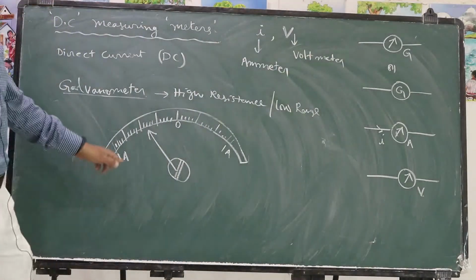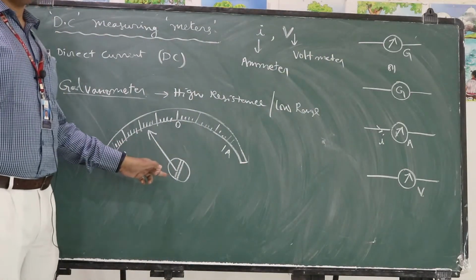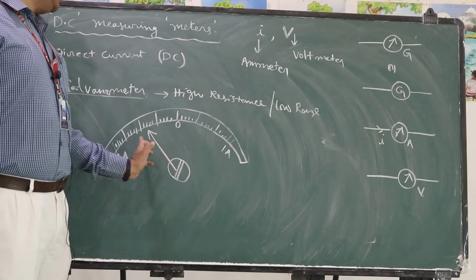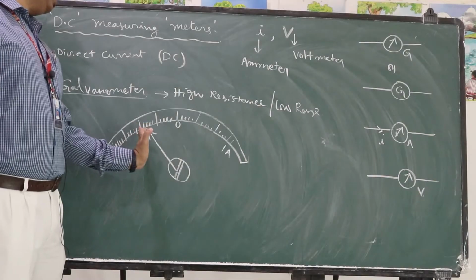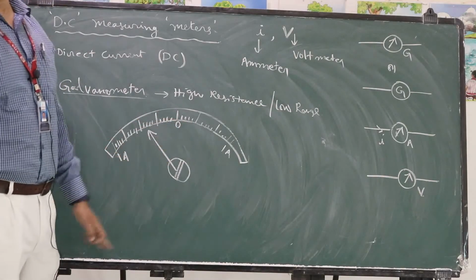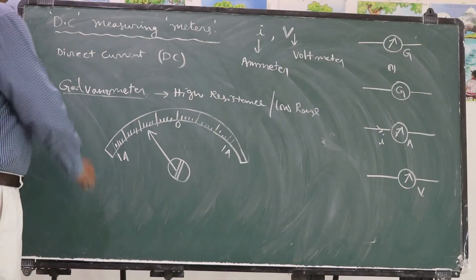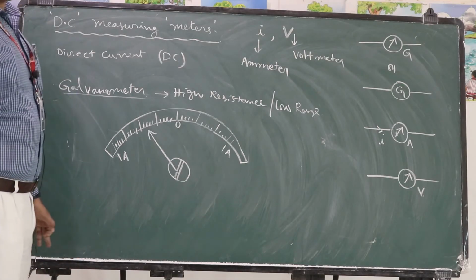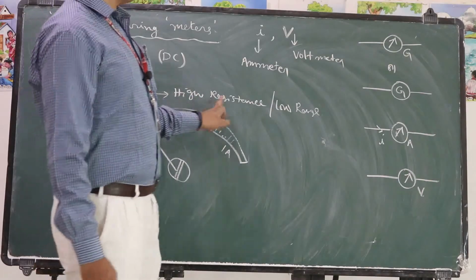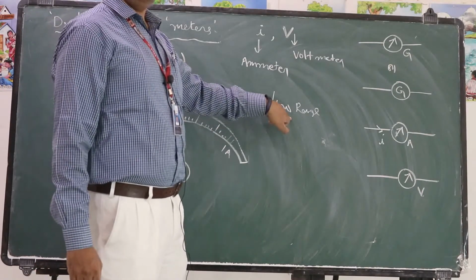It works on the principle of deflection of a rectangular coil in a magnetic field. Whenever we pass current through the coil, it gets some deflection. The deflection makes this needle move over the graduated scale, which gives a particular reading. Why are we not preferring the galvanometer to measure high values of current? The galvanometer has very high resistance. Due to high resistance, its range is very, very low.